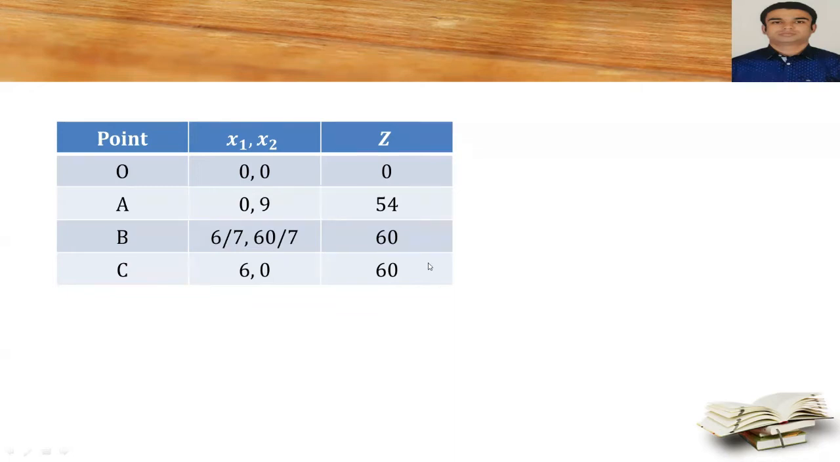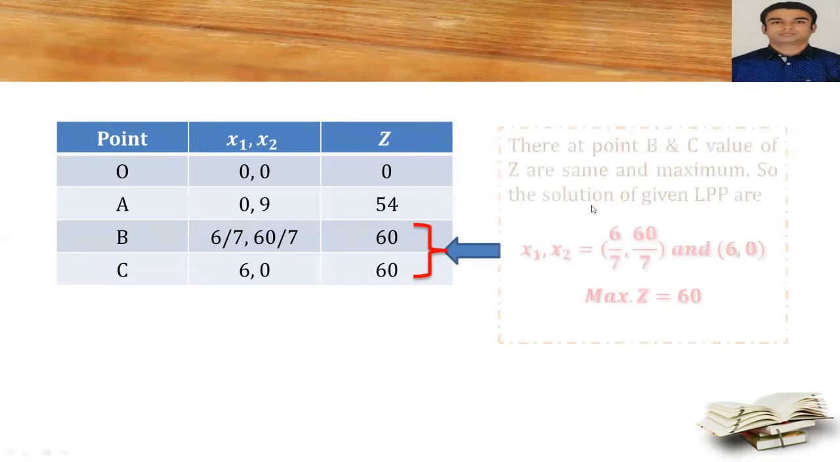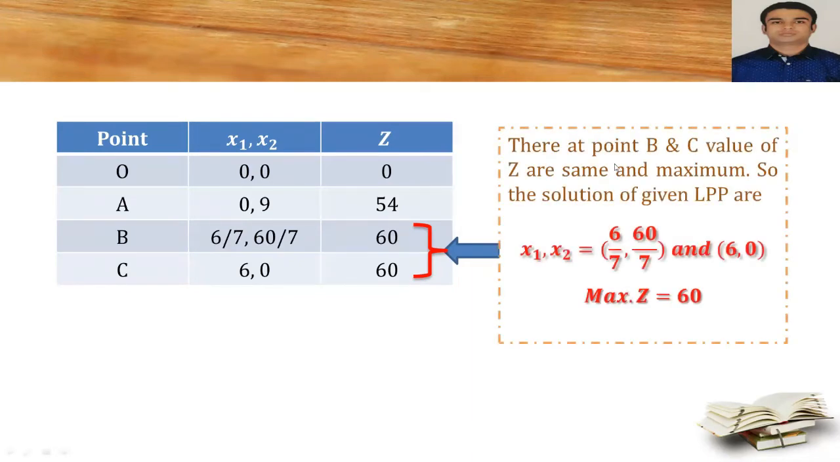So, in this equation, we want to determine the maximum value of Z. And here the maximum value of Z is 60, which occurs at the 2 points B and C. At both points, the maximum value of Z is equal, and that is 60. At points B and C, the values of Z are the same and maximum.